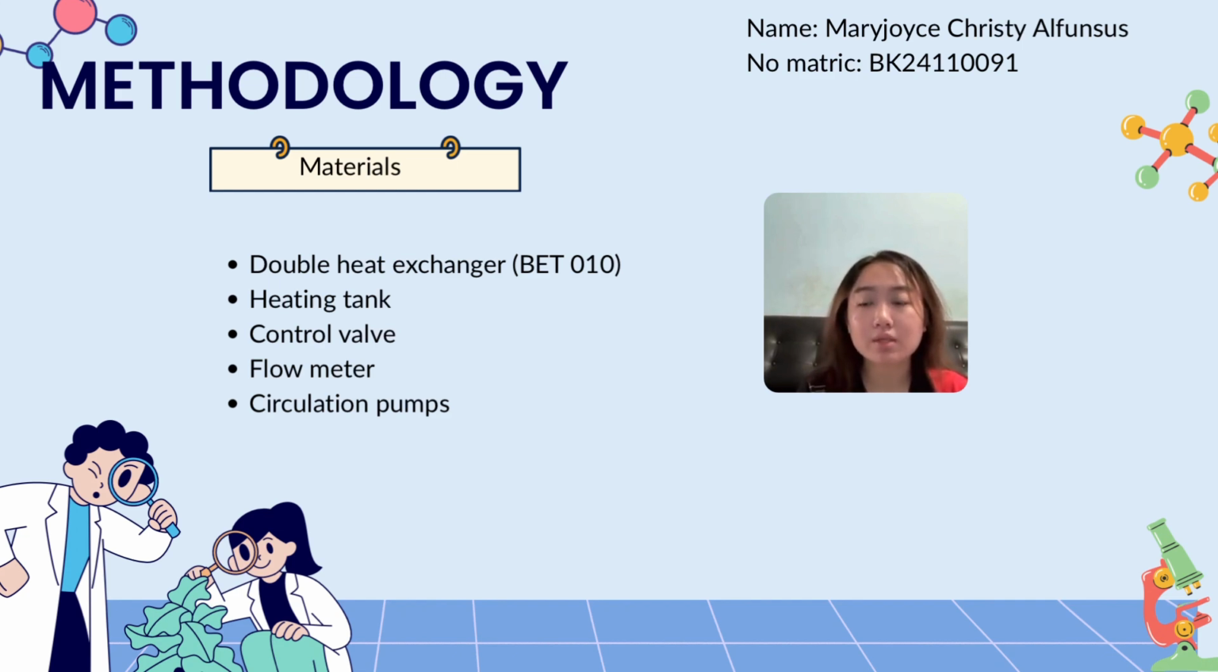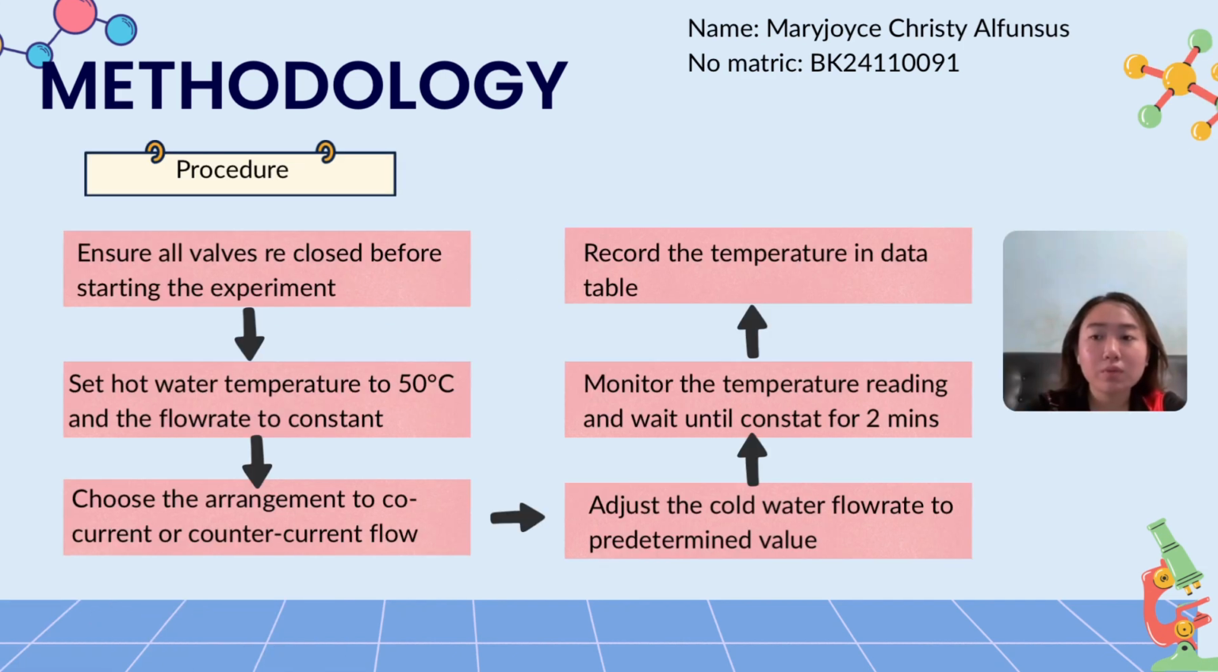Hello, my name is Mary Joyce Christie. So today I'll be talking about the methodology. The materials used in this experiment are double heat exchanger bed 010, heating tank, control valve, flow meter, and circulation pumps. Next, we're moving on to the procedure of this experiment.